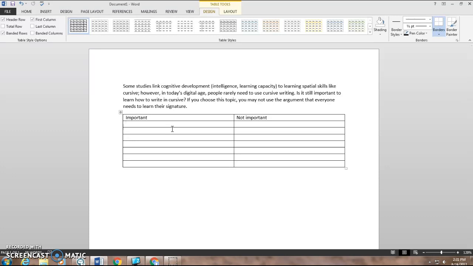So one of the things on the important side, cursive is important for cognitive development. It's also maybe important for hand-eye coordination. It's also important for making a signature. And maybe it's important to learn better.